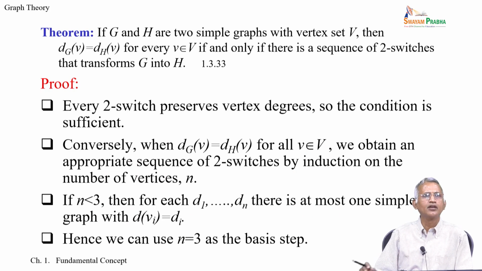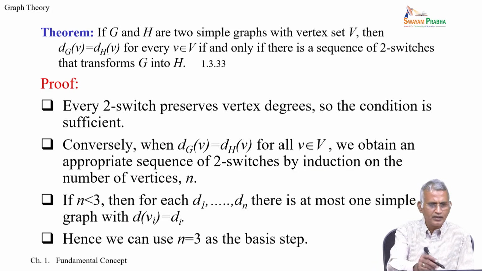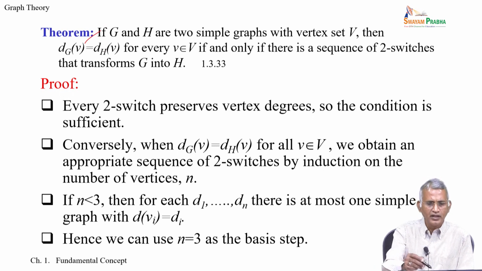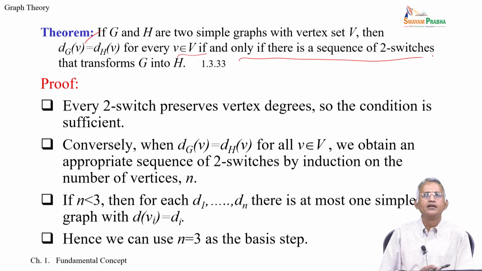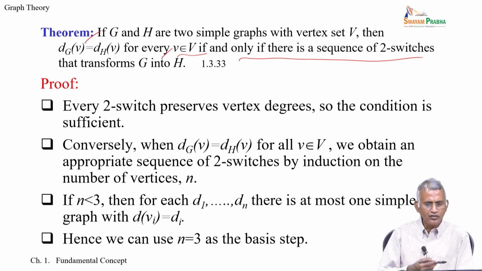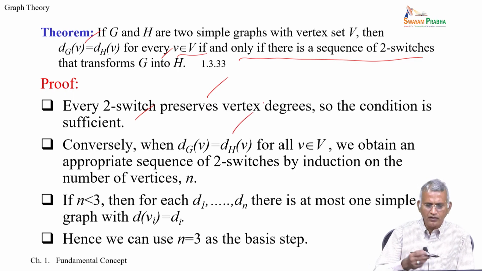So, G and H are 2 simple graphs with vertex set V, then the degree of V over G equals degree of V over H for every V in the vertex set, if and only if there is a sequence of 2 switches that transform G into H. So, every 2 switch preserves vertex degree, so the condition is sufficient. Conversely, when the degree of V over G equals the degree of V over H for all V, we obtain an appropriate sequence of 2 switches by induction on the number of vertices n.